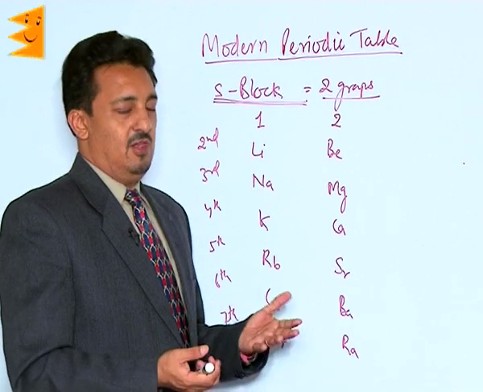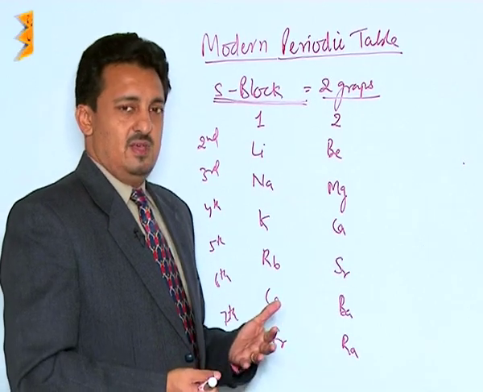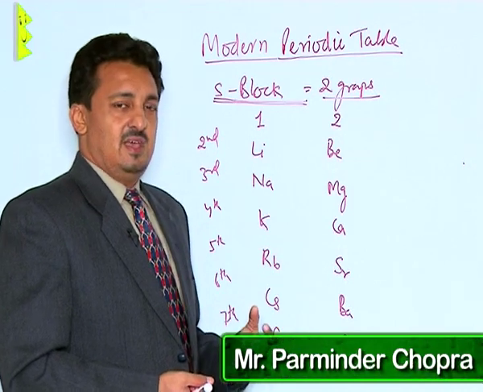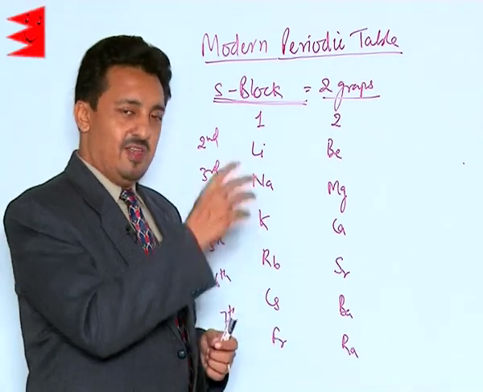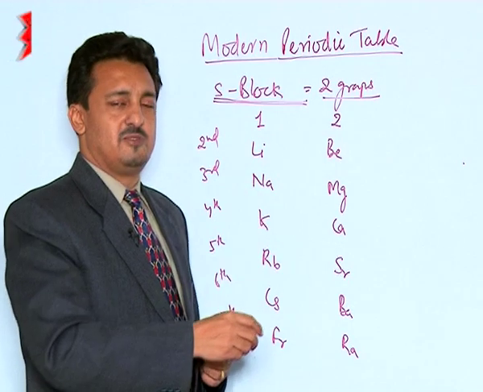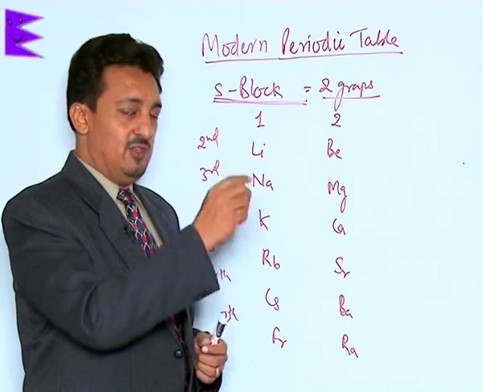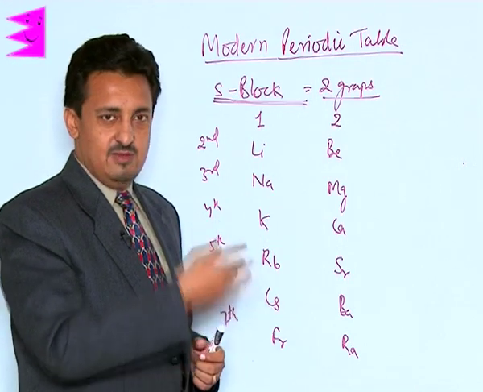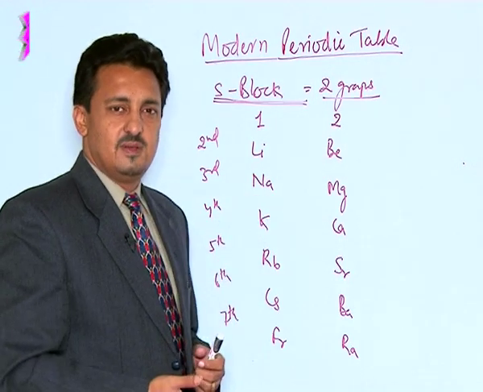Modern periodic table, or long form of periodic table. Let us study this periodic table blockwise, and we will be dealing mainly with the general electronic configurations of the groups, so that if we know that general electronic configuration, we can find out the configuration of any particular element which is belonging to that group.